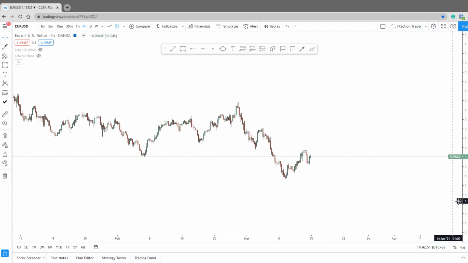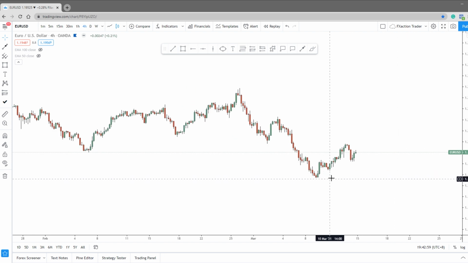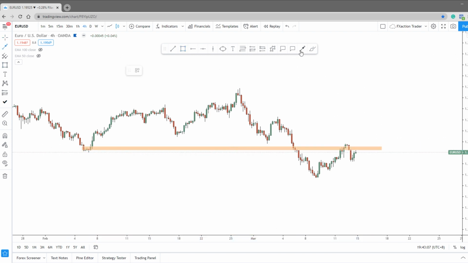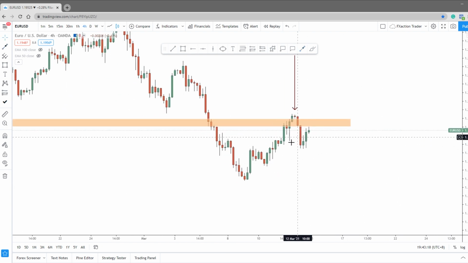So let us scale down to the trade for this week. As we can see, before the market closed last week, there was something like a pullback to the key level on H4. The key level is around this level, where this level was previously a support level, and now this area is going to turn into a potential resistance area. So how are we going to trade this week?